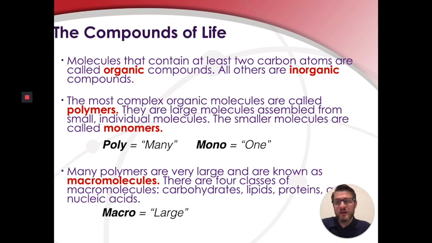When we talk about the compounds of life, we're talking about big molecules that are actually made out of smaller components. So we call these big molecules polymers. The prefix poly means many, and the root word mer is in reference to a unit. So a polymer is many units. The polymers are made out of many smaller pieces that we call monomers. So mono means one, so one unit.